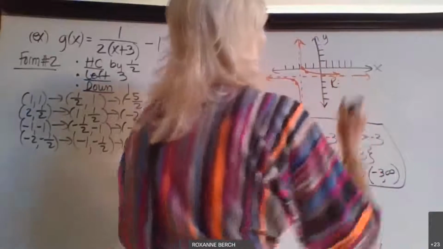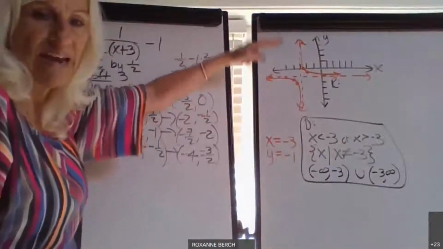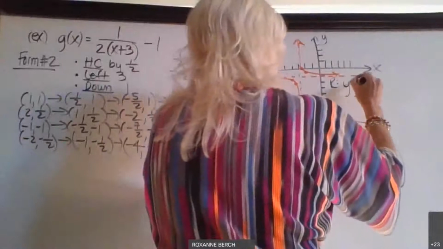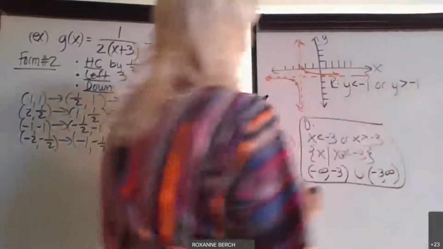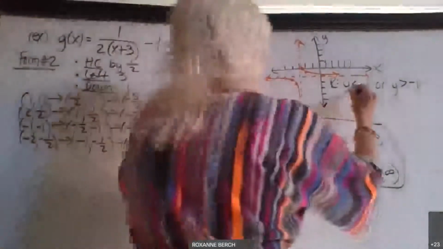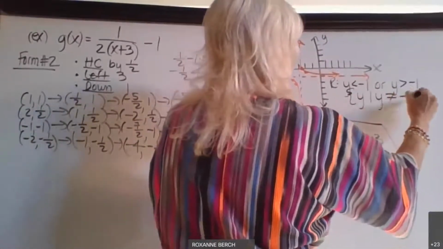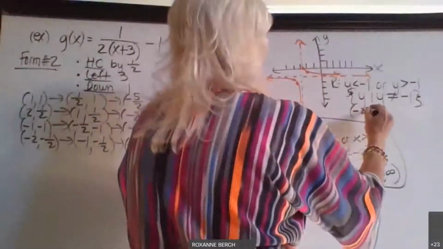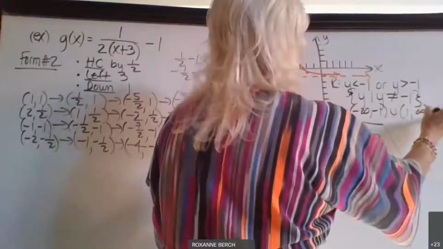I'll just write the range up here because I don't have any room. So the range, remember, is up and down. The range is everything but -1. So this would be y is less than -1 or y is greater than -1 in inequality notation. In set notation, it would be y such that it's everything but -1. And in interval notation, it would be negative infinity up to -1, or -1 up to infinity.